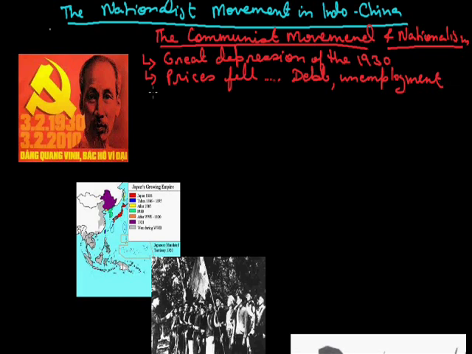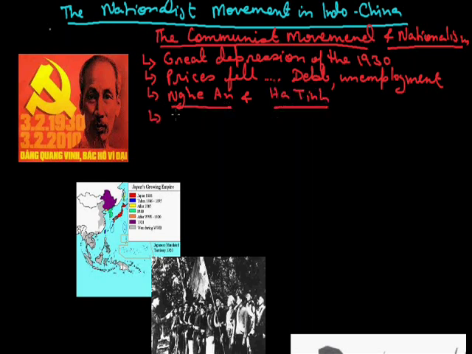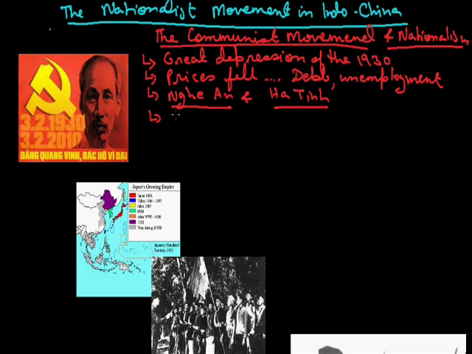Especially these types of problems were faced in the two main provinces of Vietnam, that is the Nghe An and the Ha Tinh. These provinces were amongst the poorest and also called the electrical fuse of Vietnam.